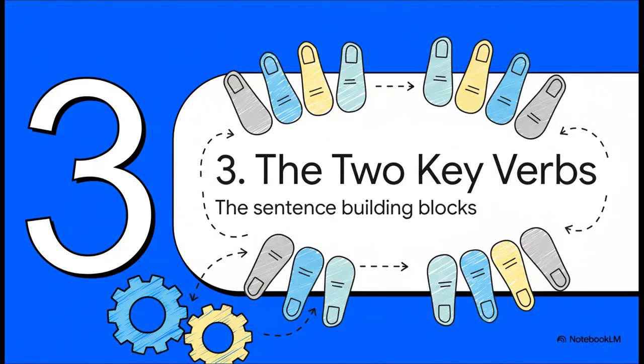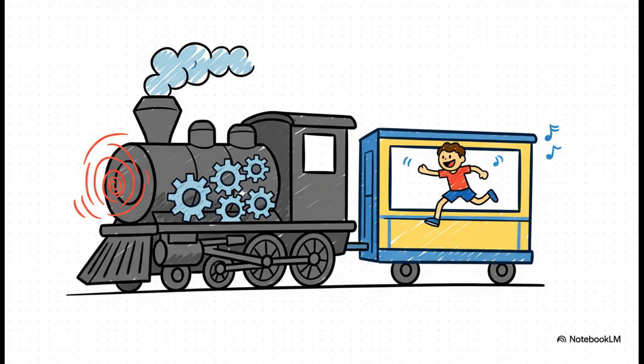So, what are these crucial building blocks? Well, the whole system really boils down to understanding the 2 different jobs done by 2 types of verbs, the auxiliary verb and the principal verb. Let's break them down. The easiest way to think about it is like a train. The auxiliary verb, or VA, is the engine. It does all the hard work. It changes to show the tense, the person, all the grammar stuff. The principal verb, the VP, is like the passenger. It just carries the meaning, the actual action, like eat, study, or work.